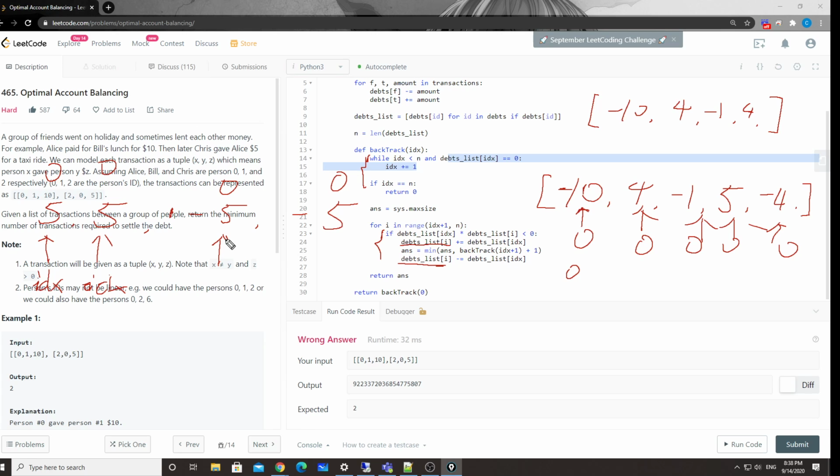So what this means is that at this moment, the current index is already 0, which means that actually, at this moment, everything is settled. Okay.